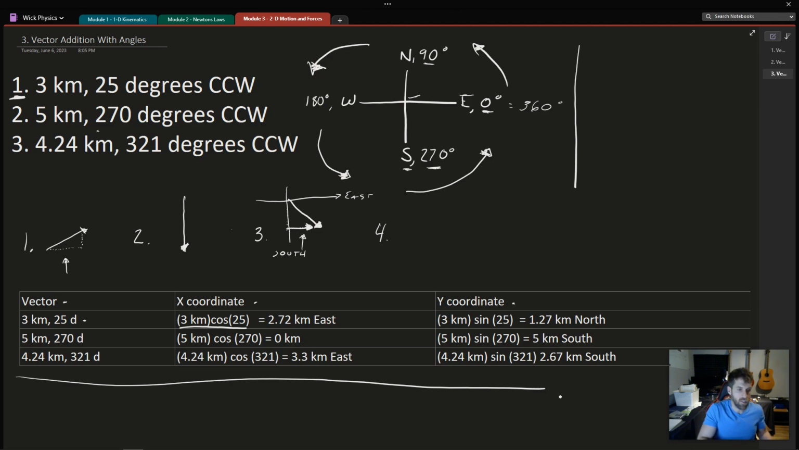So if we take everything in this x coordinate here and add them together, we have east, east, and 0. So it's just going to be 2.72 plus 3.3. So we get a resultant arrow that's going to have a 6.02 kilometer east vector.